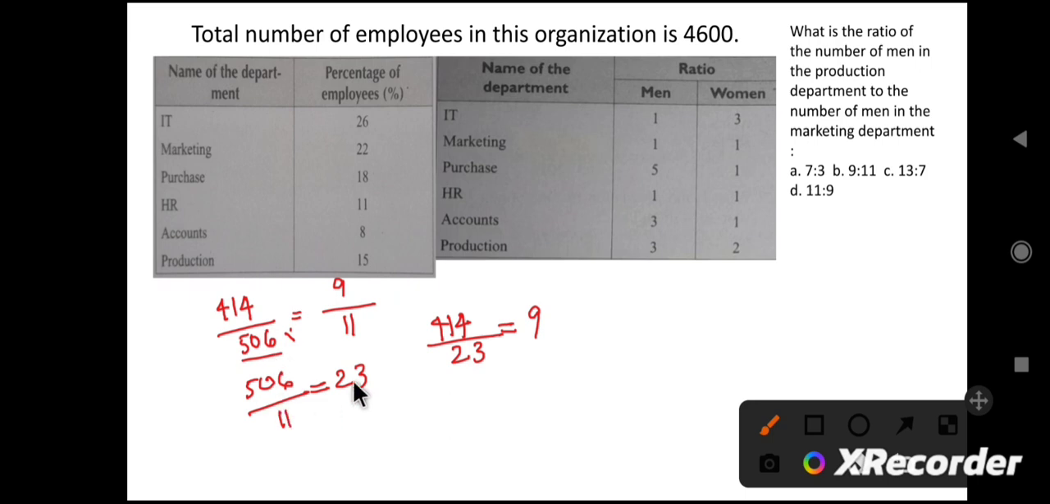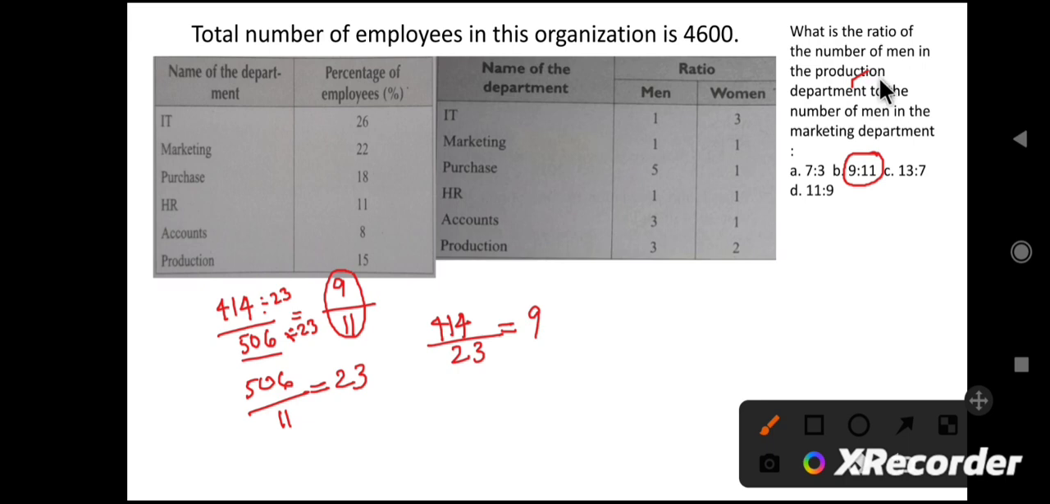So what we have done here is, using the divisibility rule of 11, we have found out that 506 is divisible by 11. So 11 into 23 we will get 506. So divided by 23 we will get 11. We are dividing this also by 23 so that we get 9 by 11, which is in our options. 9 by 11 is in our options, so our right answer is 9 by 11.